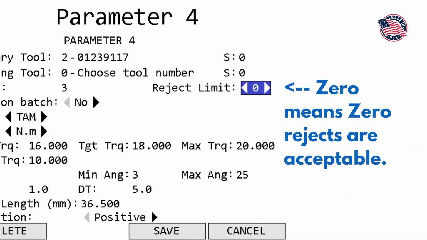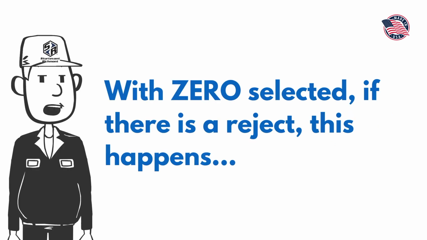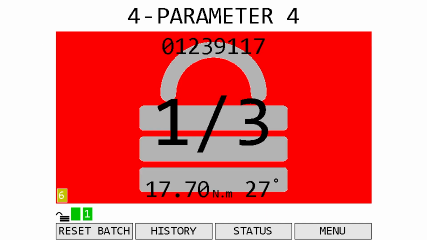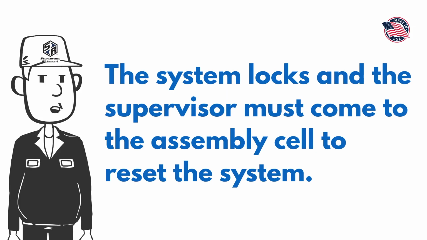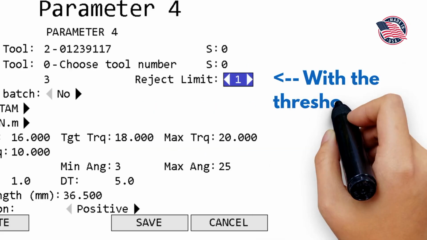Set the level to 0, and that means if the operator gets a reject in that P-set, this is what happens. The system locks, and the supervisor must come to the assembly cell and reset the system.